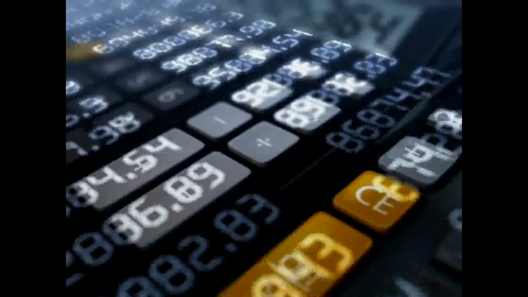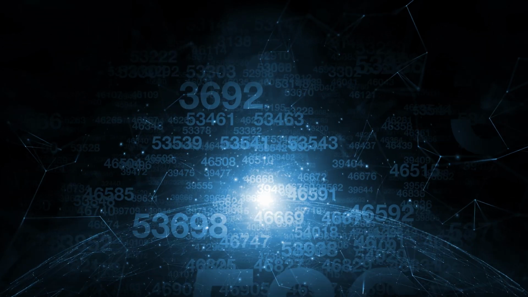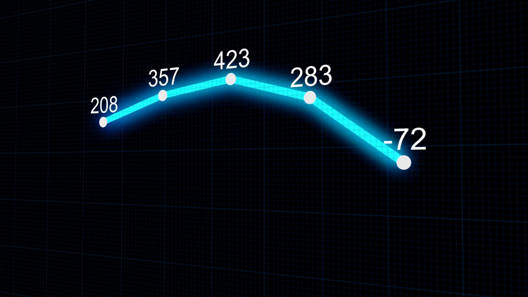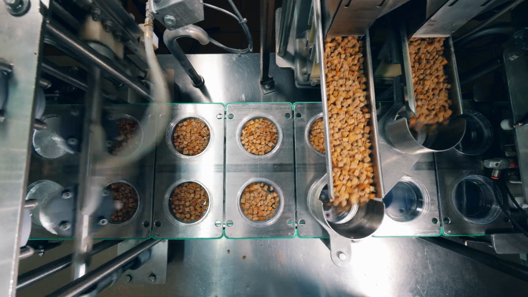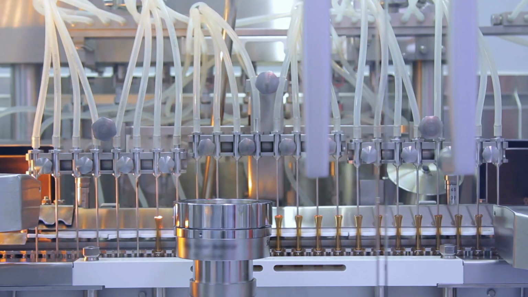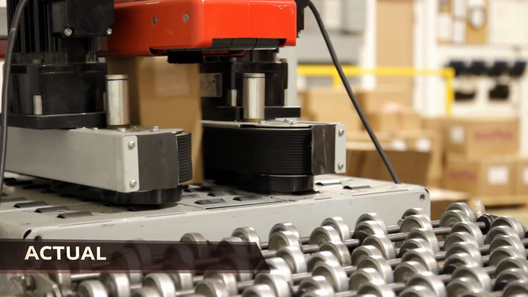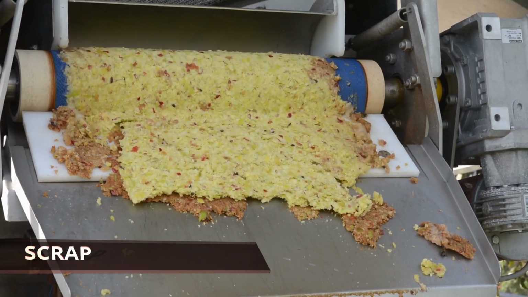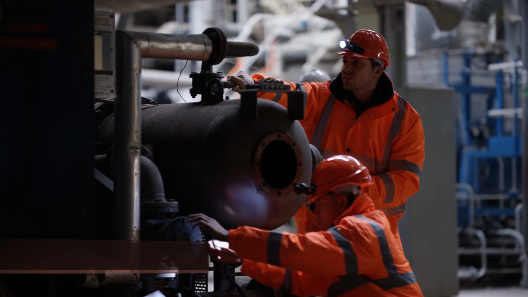Numbers, numerals, integers, units, or figures. Whatever word you use to describe a value or a quantity, you can rest assured somebody is using it to measure business performance in a manufacturing plant. But at the foundation of all those metrics are five numbers you need to be capturing. Those five numbers: customer demand, production actuals, scrap, labor hours, and downtime.